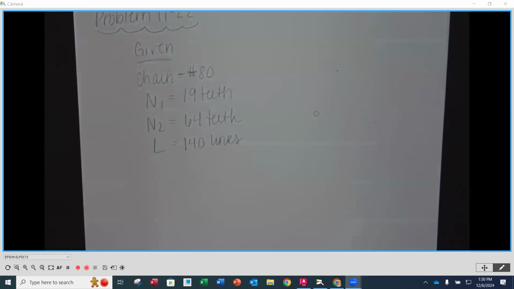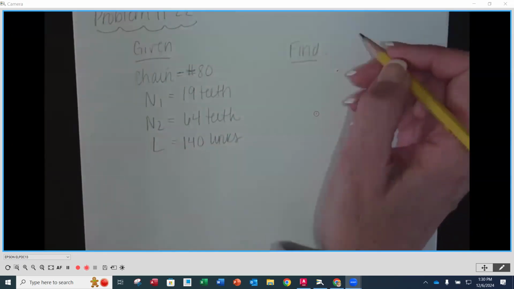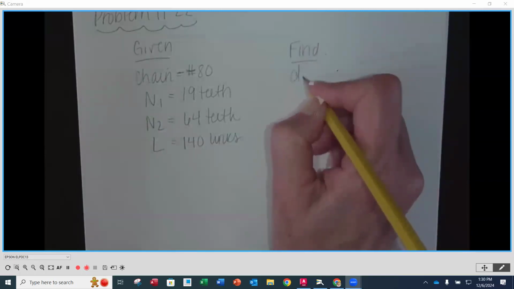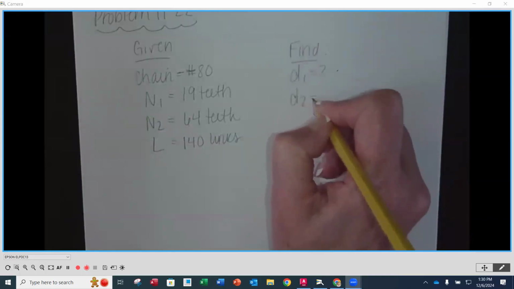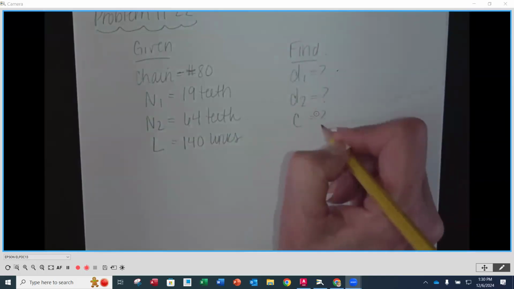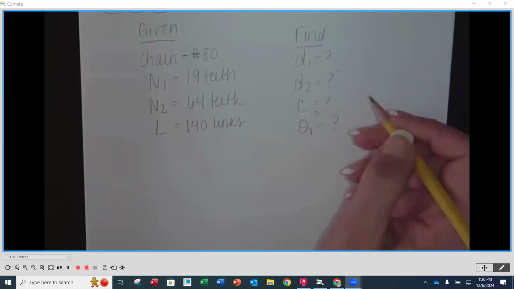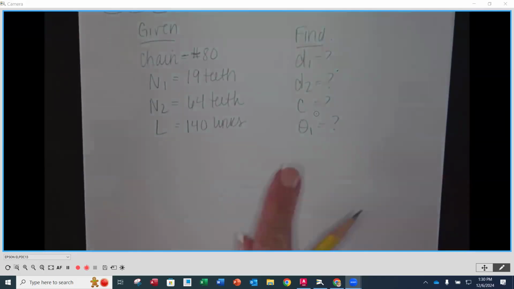Okay, 140 links. And we want to find D1, D2, the center distance, and the angle of contact of the smaller sprocket. Now, I will tell you this, angle of contact we did not do in any of the examples, but I did show you, and we will look at where that equation is. So it's not hard to do. It's just really a plug and chug. So I'll revisit that at the very end.